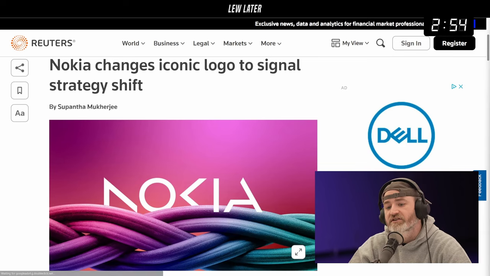Nokia changes its iconic logo to signal a strategy shift.